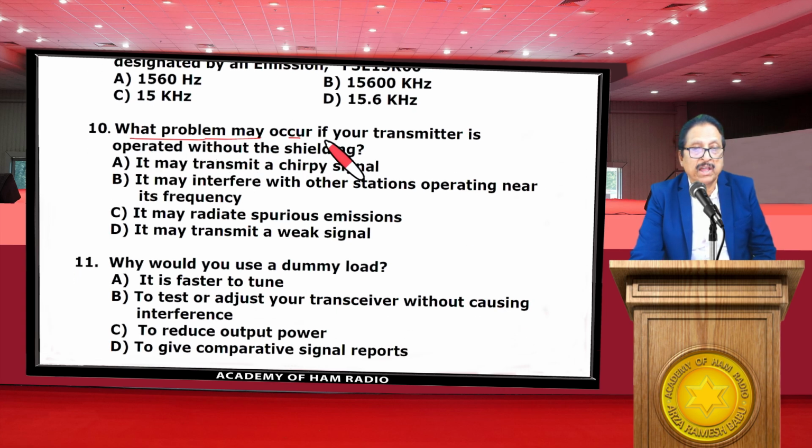What problem may occur if your transmitter is operated without the shielding? So here 4 options are there. Among these, the right option is it may radiate spurious emissions. Charlie is the right option.